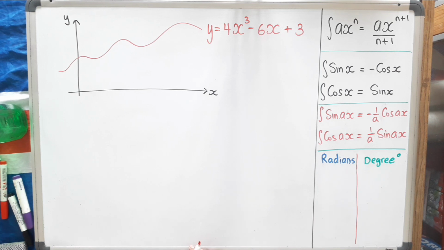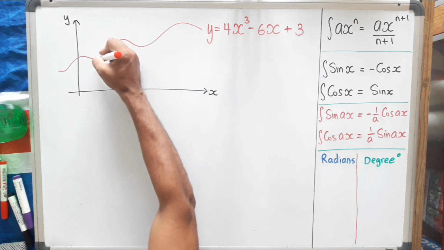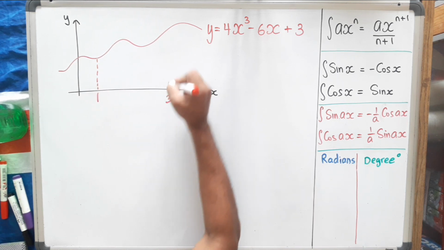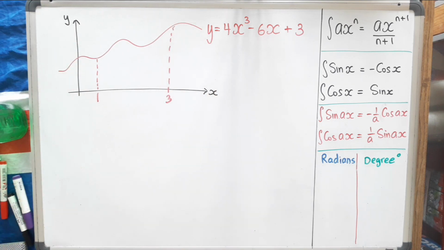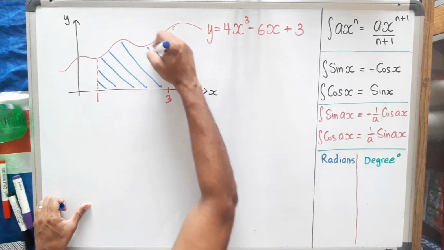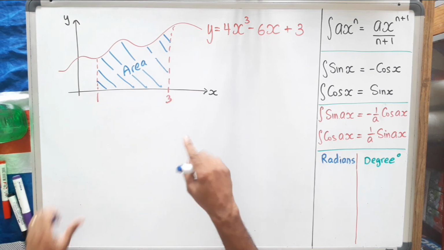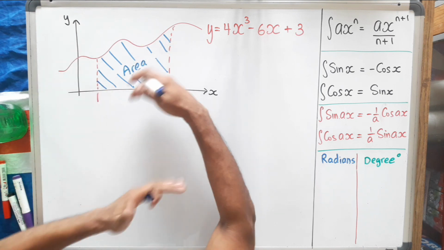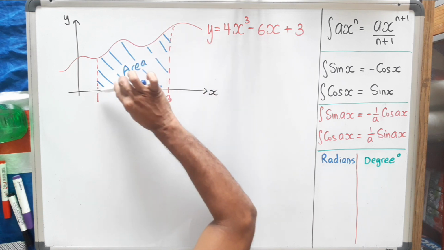Here's the question the examiner might ask you. He will give you the equation, and most likely he will say that between 1 and 3 on the x-axis, so let me just draw that here. If I were to shade this region, that shaded region must have an area, right? Now, this shape here is not exactly a rectangle. It's not a triangle. It's not a trapezium. So it's actually a curve. It's curved on top. It's flat underneath.